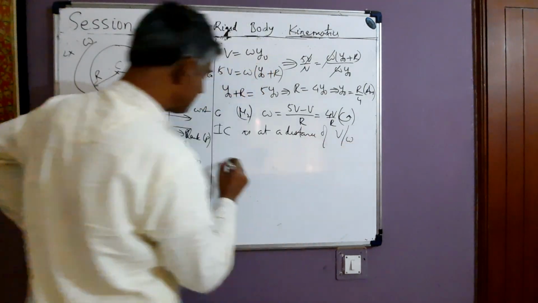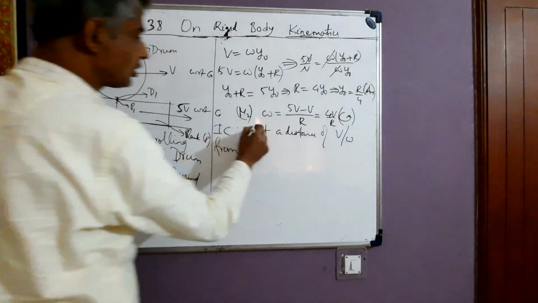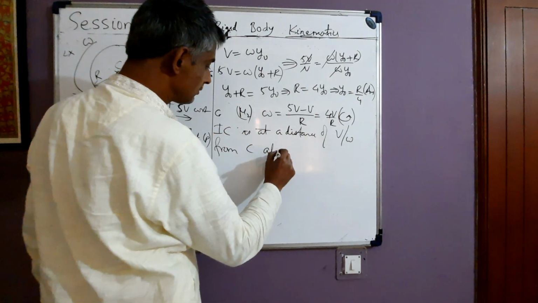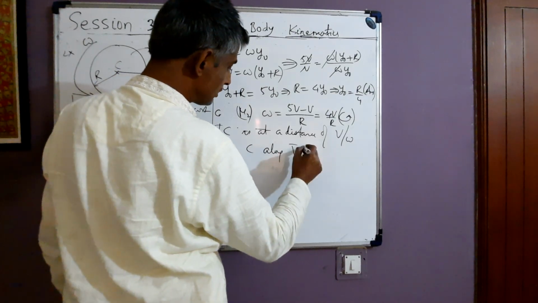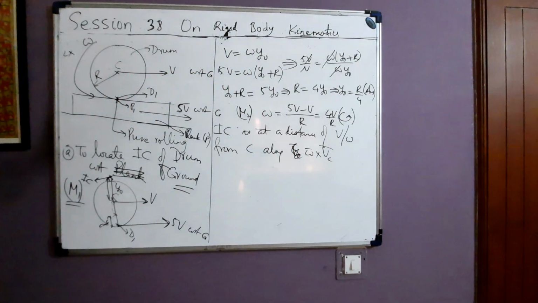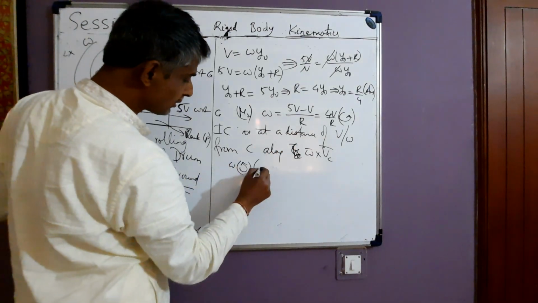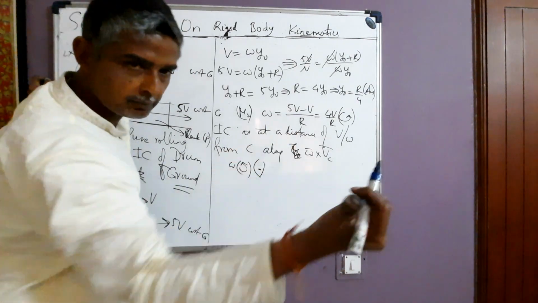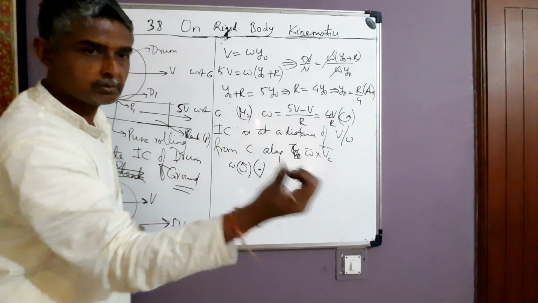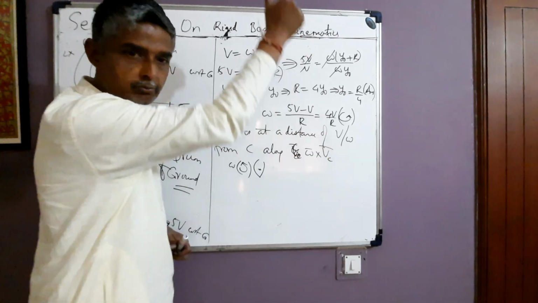Now IC of drum with respect to ground is at a distance of v by omega from C, along the direction omega cross VC. Now omega is what? Anti-clockwise sense, meaning the direction of omega is out of the plane of the board. And VC is rightward. By the right hand rule, the direction of the cross product is upward.